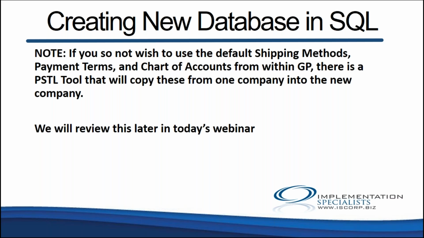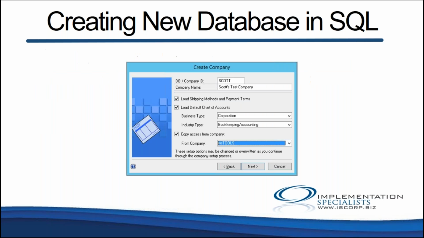If you do not wish to use the default shipping methods, payment terms, and the other information, there is actually a Pistol tool that will copy those from one company into this new company. We did cover this in our previous Pistol webinars, but we'll go over it again here today because this is a fabulous tool. Anytime somebody says we want it to look exactly the same, it's basically just create the company, hop in, run this tool, and it does a fantastic job.